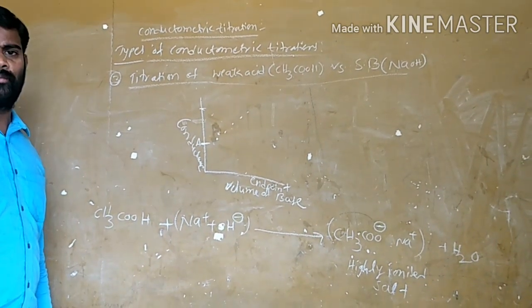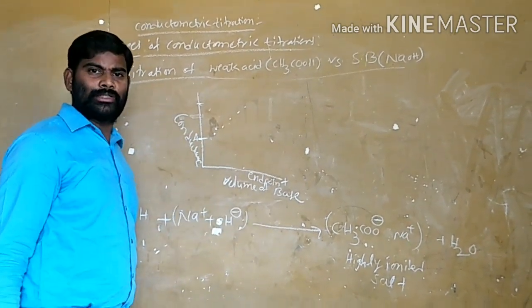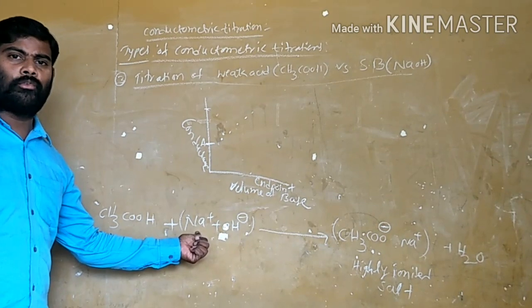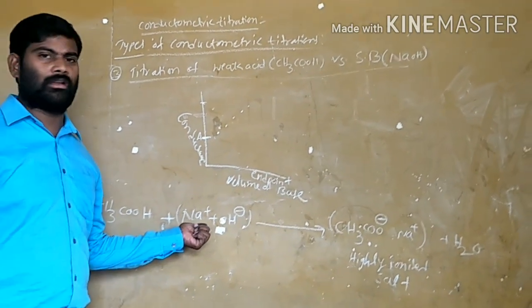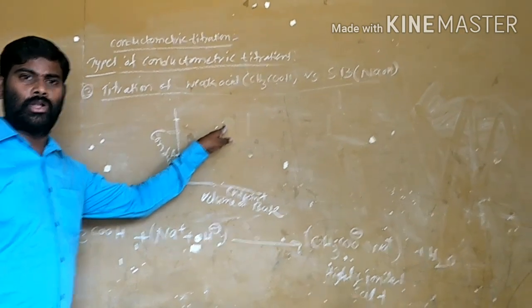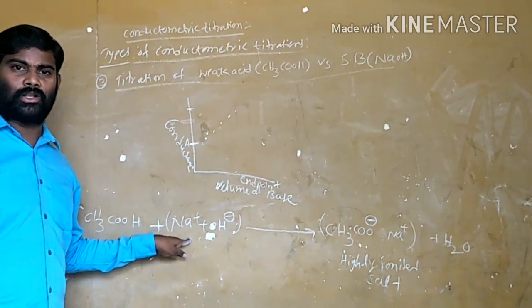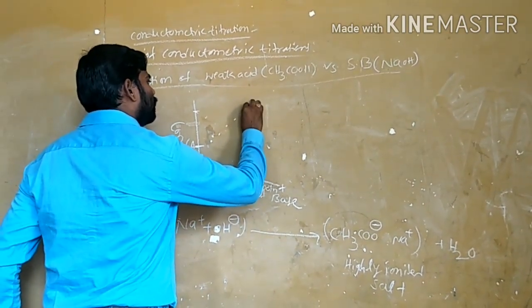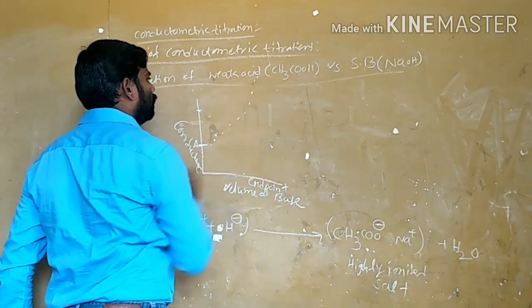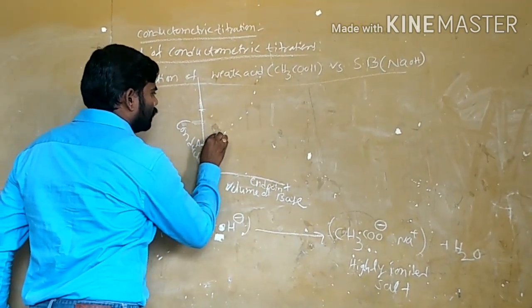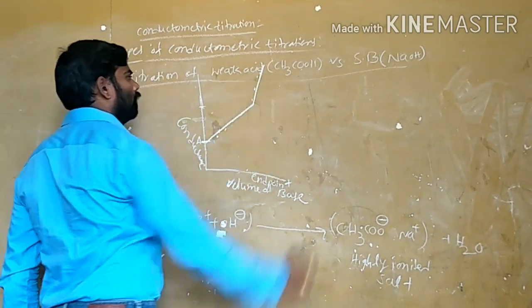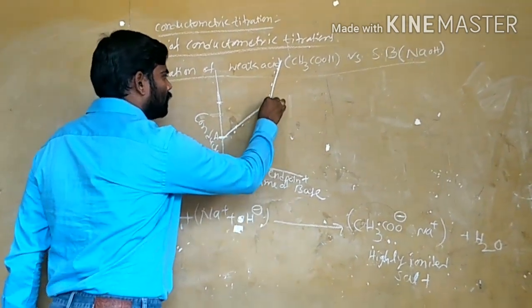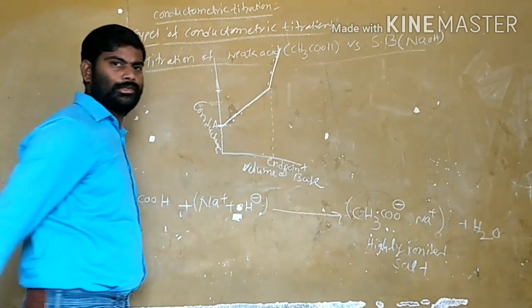Then after the neutralization, we are adding the strong base continuously. The number of free Na plus ions will be increasing after the neutralization of acid. Due to the increasing number of free Na plus ions, the conductance values increase. This type of graph we are getting in the case of weak acid versus strong base. This point is the end point.